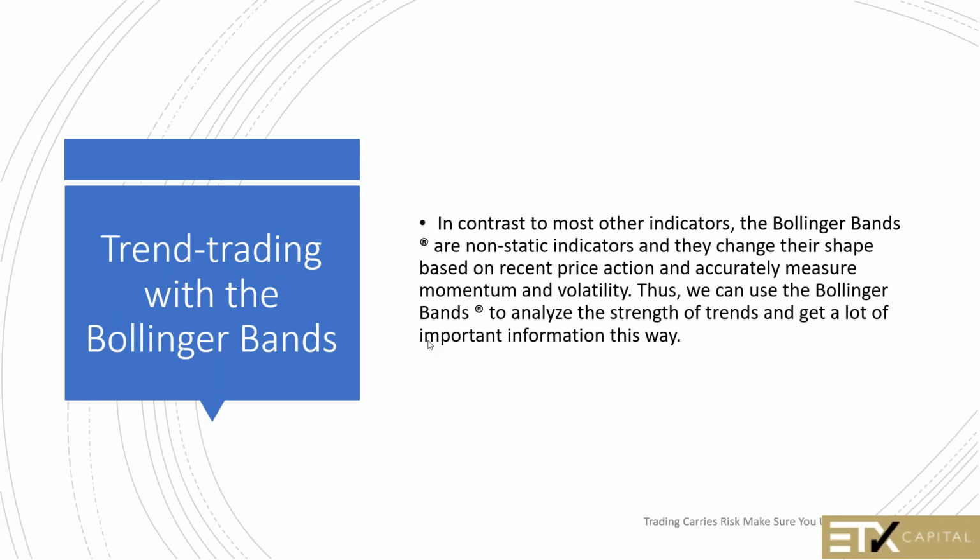So in contrast to most other indicators, the Bollinger Bands are non-static indicators, and they change their shape based on recent price action and accurately measure both momentum and volatility. Thus, we can use Bollinger Bands to analyze the strength of trends and get a lot of important information this way.